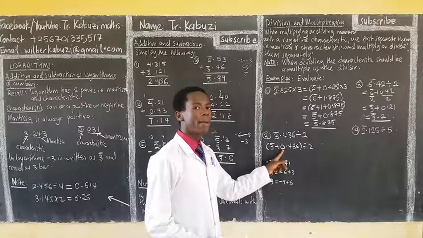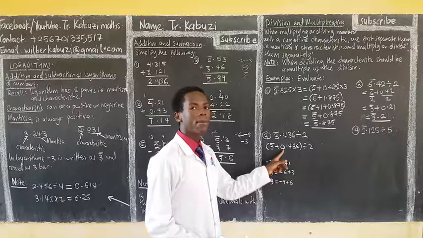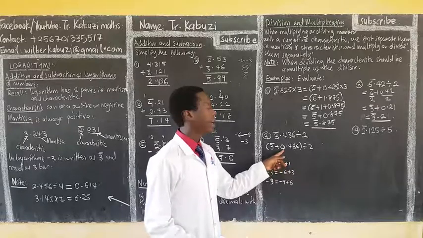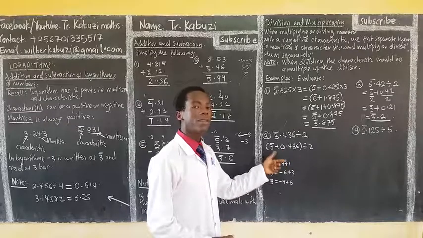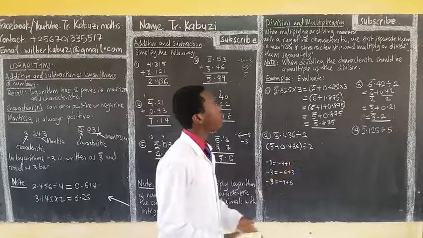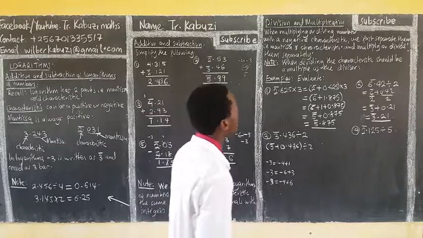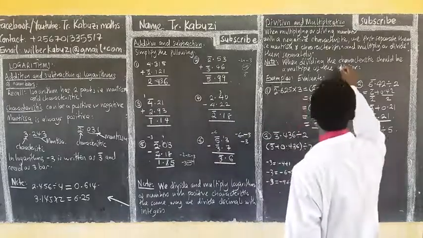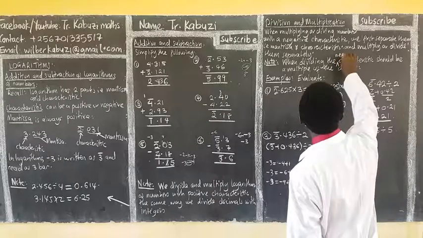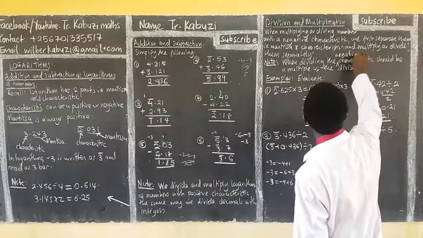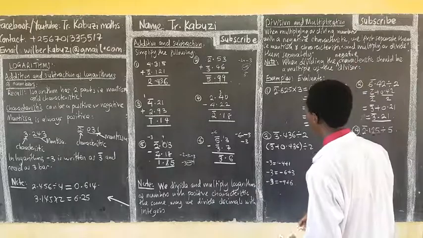But remember the fact I'm going to bring in is going to affect this. We said if it's a positive characteristic, then you can divide normally. But for a negative, you make sure that it's a multiple of the divisor. Let me add this: the negative characteristic should be a multiple of the divisor.